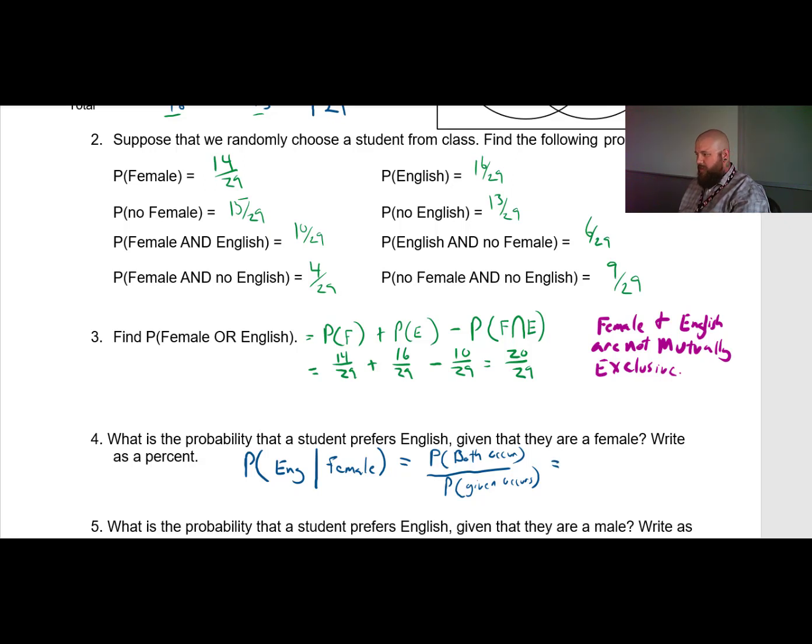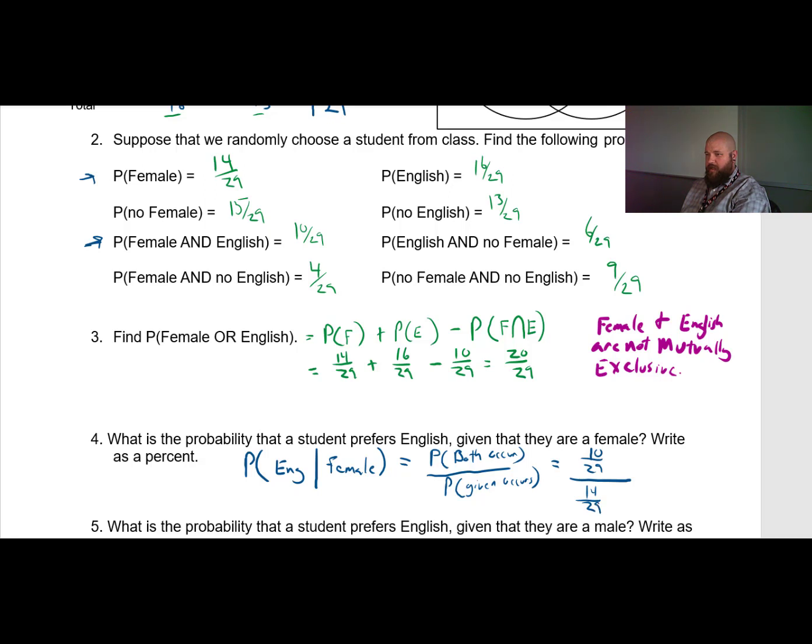So for that, probability of both occurring. So probability of being female and English, right? Well, we already did that. That's this answer right here for the probability, right? 10 over 29. So let's go ahead and write that, 10 over 29. And then of course the probability underneath there is probability given occurred. So the probability of being female, which we have right here. So probability of female is 14 over 29.